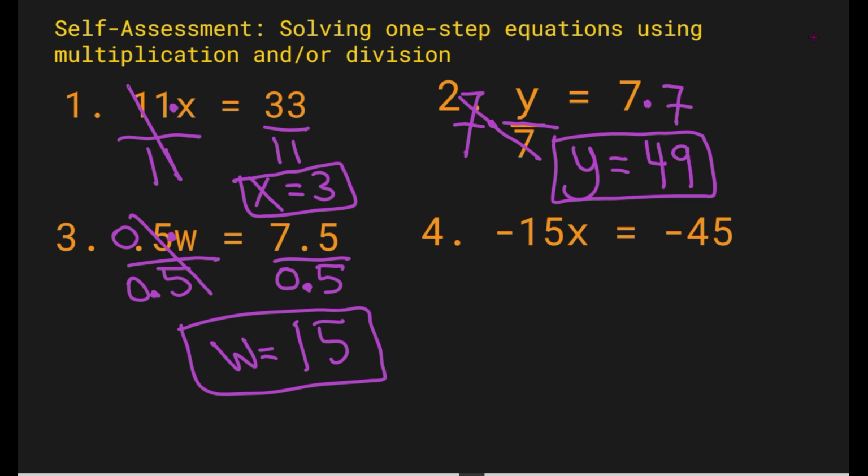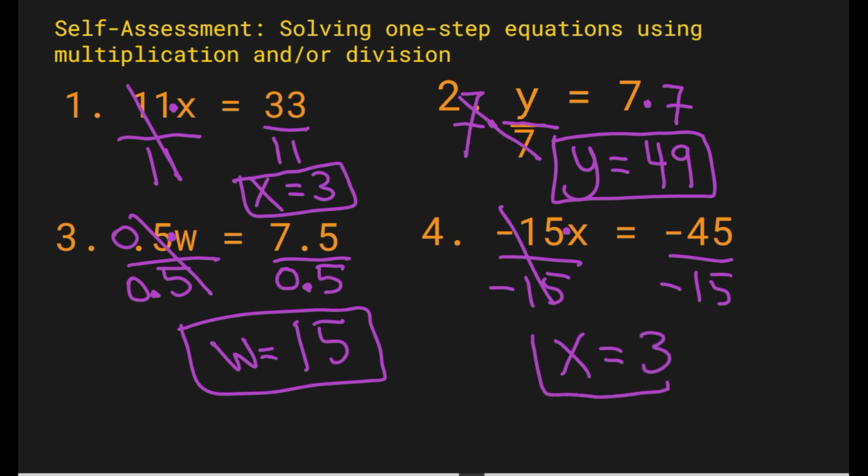All right, final problem. Here's that negative that I taught you. Opposite of multiplying is dividing, and we divide it to both sides. These cancel. A negative 15 divided by negative 15 is positive 1. And here we go, x equals. Negative divided by negative is a positive. 45 divided by 15 is 3. Is 3 times negative 15 negative 45? You bet it is. Look how we did.